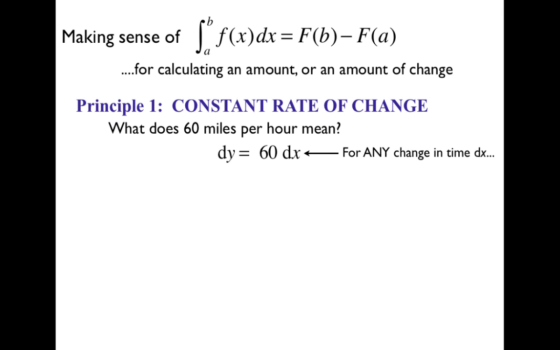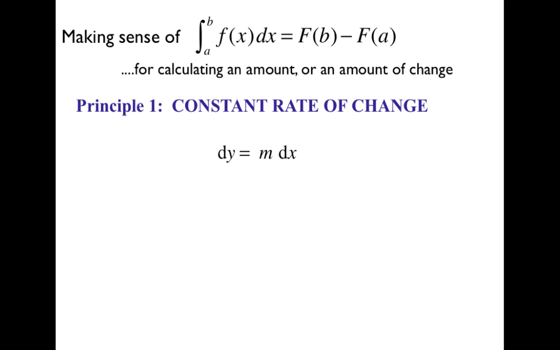All right, so you're applying this principle we're saying is our bedrock for constant rate of change. You're taking 60 times the change in time to get the change in distance. So for any change in time, the change in distance is 60 times the change in time. So that's our dy equals m dx. This is like the foundation of the fundamental theorem of calculus.